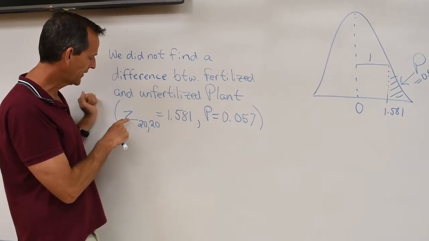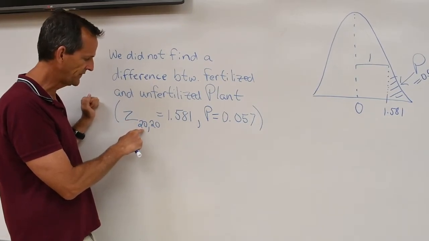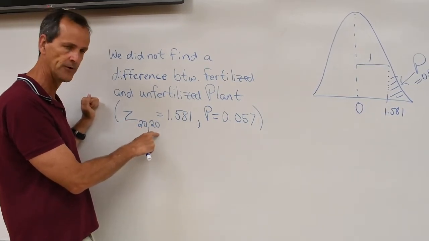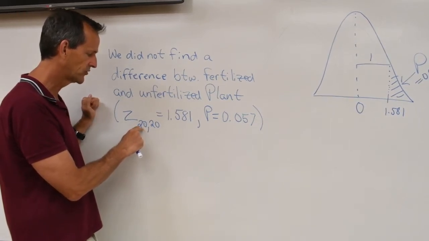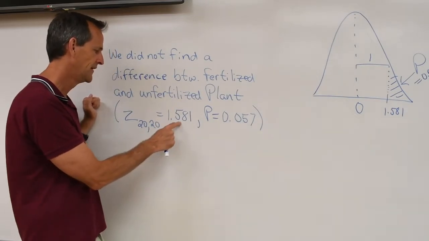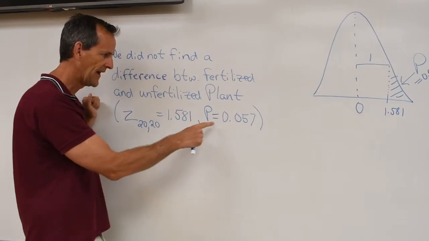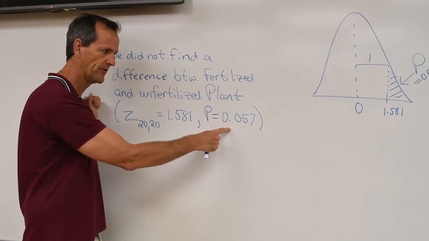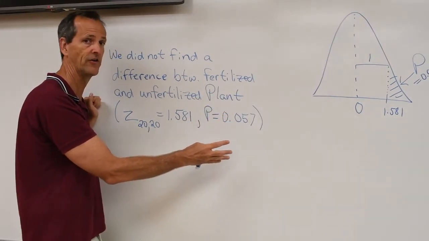So the way you usually write this is you write little z here, and you put the sample sizes of the two means as subscripts. So remember we had 20 fertilized plants and 20 unfertilized plants. That's the z statistic that you would get. And then this is the probability that we found by modeling this using Lane's calculator.